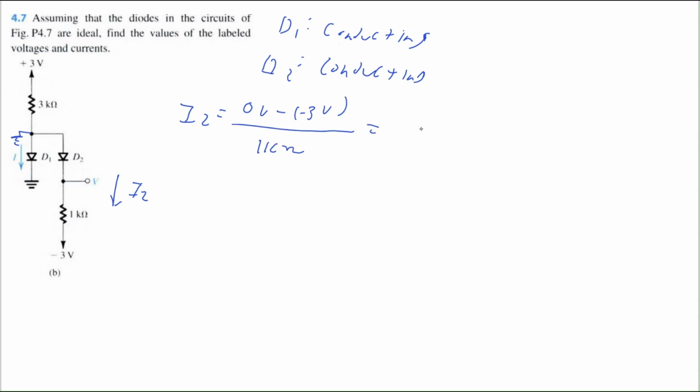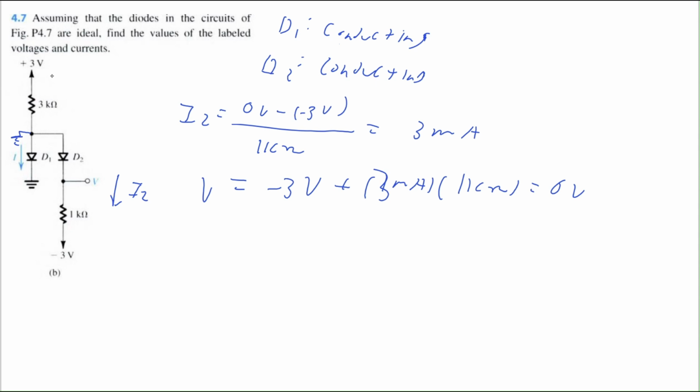So this time it's 3 milliamps, which means that V is equal to negative 3 volts plus V equals I times R. So 3 milliamps this time, times 1 kilo ohm, that is equal to 0 volts. Okay, so we've calculated a voltage here.